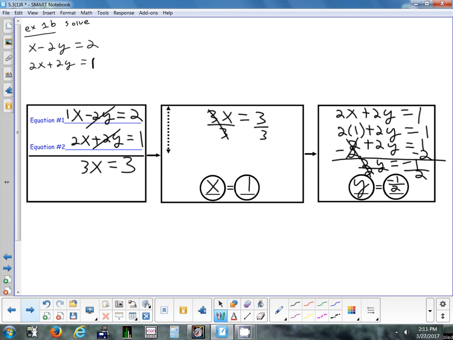Okay. How many people like this better than graphing? I think it's a little faster. How about versus substitution, where you get the letter by itself and then plug in, and sometimes you have the distributive property? You like this better? Yeah, it works out pretty nice when the numbers are already lined up for you.